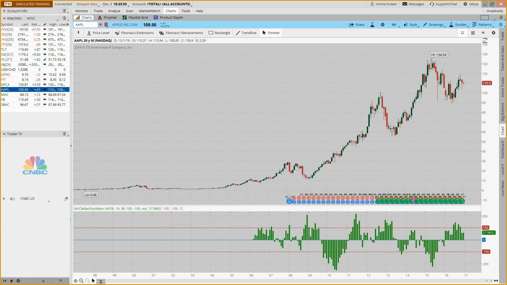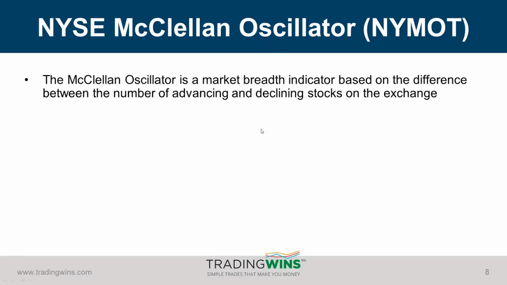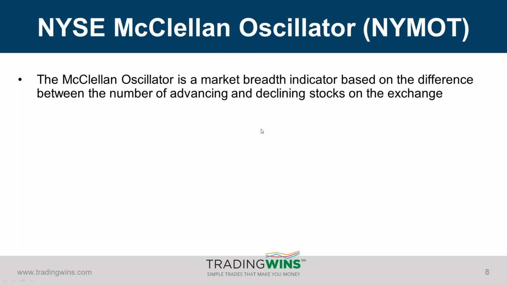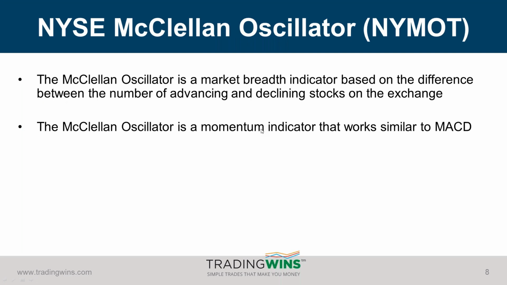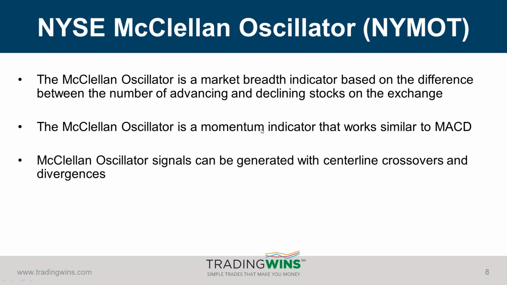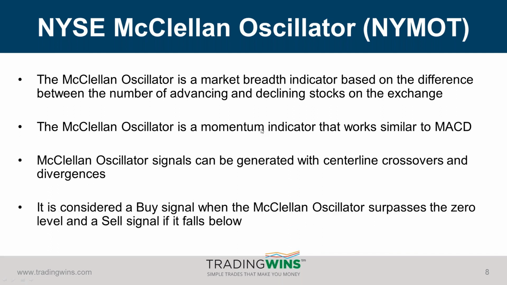First of all, let me bring up my slides again and tell you that the McClellan oscillator is a market breadth indicator. It's based on the difference between advancing and declining stocks, the number of advancing versus the number of declining, the net difference. And so it's used as a momentum indicator similar to the MACD. Most people use it for crosses of the center line as well as divergence, just like the MACD. And that's why I prefer to switch to a histogram. It's very comfortable that way, very familiar.